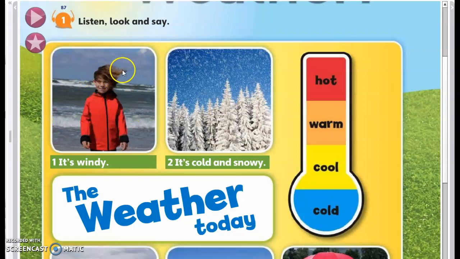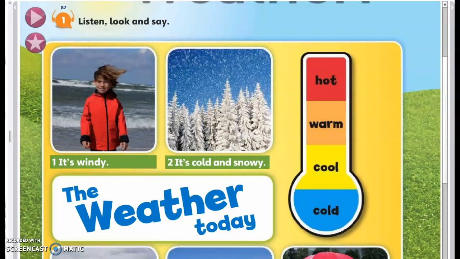Also, take a look at his hair. Can you see? It's blown sideways, which means that it's windy. A strong wind is blowing. So, what's the weather like in picture one? It's windy. You can pause at any moment and repeat what you heard, sentence by sentence, so that you can practice. And you can do that for all the pictures that will follow.